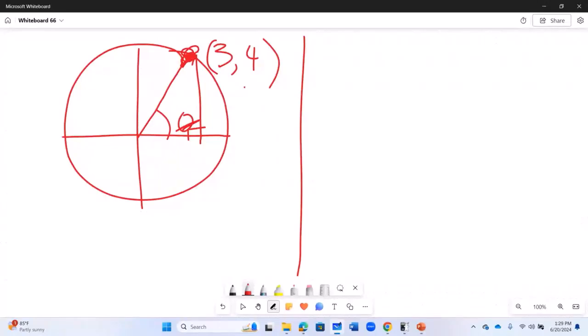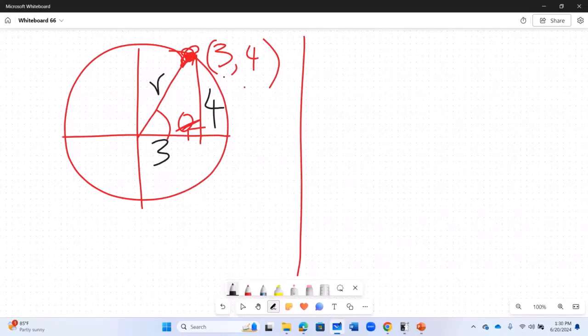What I'm going to do now is bring out this right triangle. If I don't want to bring it out, that's okay. I want us to know that 3 is for x and 4 is for y, and that this is the radius, r.